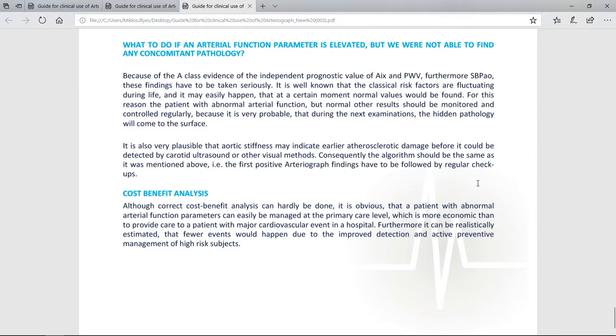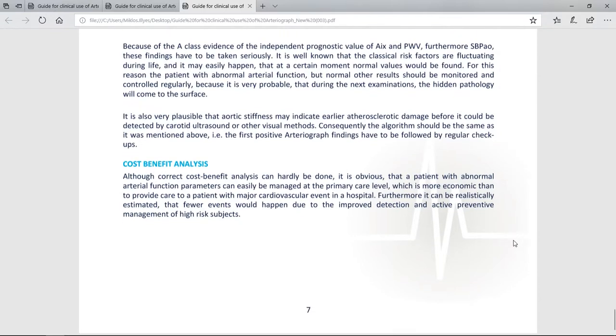A cost-benefit analysis is the last point which I would like to touch in this evaluation. It is really difficult to perform, but it is obvious that the patient with abnormal arterial function parameters can easily be managed at the primary care level, which is more economic than providing care to the patient with major cardiovascular events in hospitals. Furthermore, it can be realistically estimated that fewer events would happen due to the improved detection and active preventive management of the high-risk subjects if we would perform a simple arteriograph evaluation.